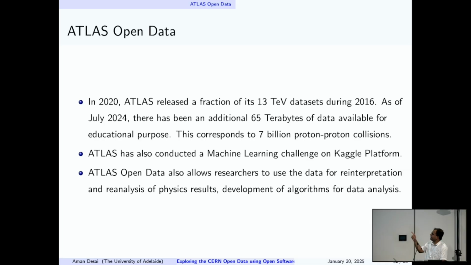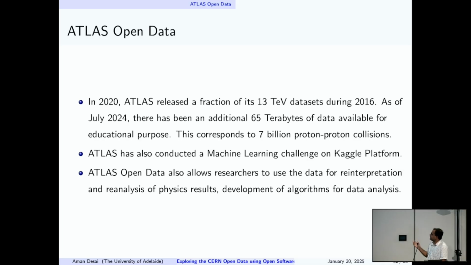In 2020, ATLAS released another fraction of a data set from 13 TeV, and recently, in July 2024, 65 terabytes of data was made available. In total, CERN has provided about 5 petabytes of data.